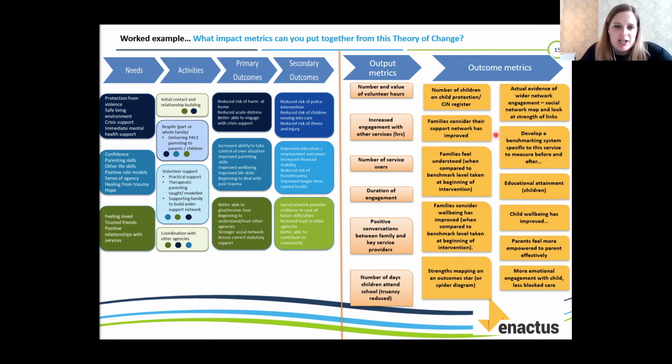We can look at educational attainment and say children are getting better grades at school. That means we've improved their education and their prospects for future life. And we can look at how parents feel more empowered to parent effectively. Again, we might use evidence for that, might be a benchmark scale. So as you can see, a lot of those are things that you've all been saying in your groups. That's fantastic.